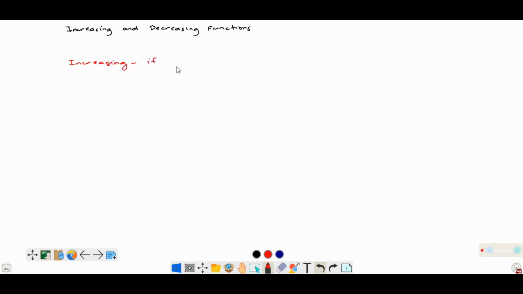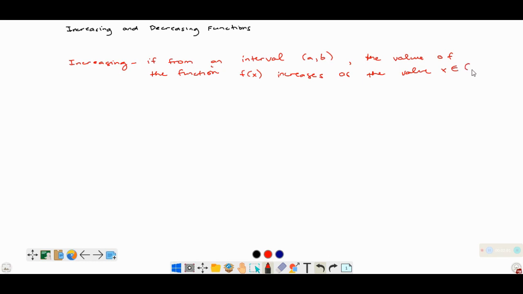So if from an interval A and B, the value of the function f of x increases as the value x in the interval AB increases. Okay?